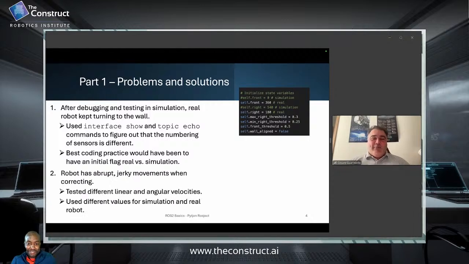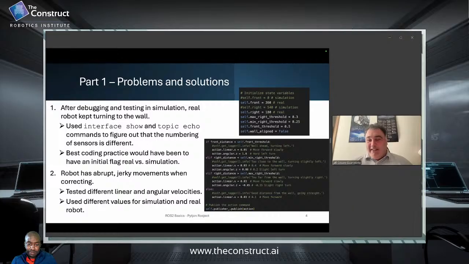And then the second problem was that the robot in the beginning, when I was using different velocities, had very abrupt movements, especially when correcting. It didn't seem like a fluid movement. So what I did was test different linear and angular velocities, and I also used different values for the simulation and for the real robot. I will explain in a couple of slides. In the end, I chose to use slower velocities.